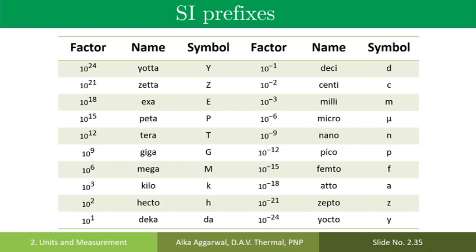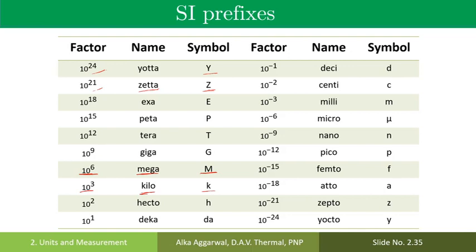Yotta is a prefix which represents 10 to the power 24 and its symbol is Y. Similarly, zetta, whose symbol is Z, is represented as 10 to the power 21. Exa, peta, tera, giga, mega is represented by capital M and it represents 10 to the power 6. Kilo is a very commonly used prefix, represented by k, and it represents 10 to the power 3.